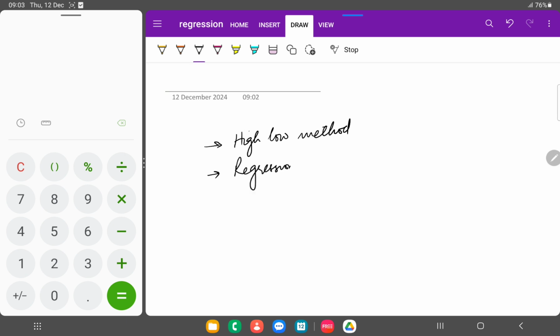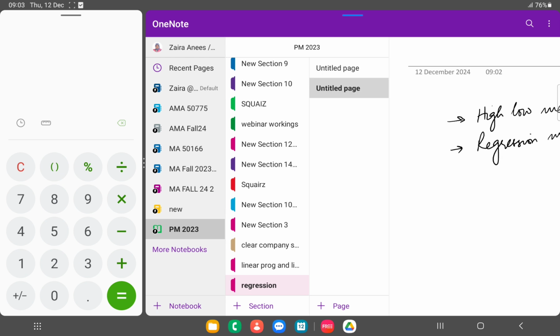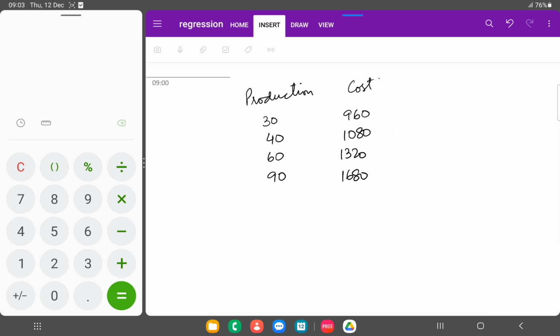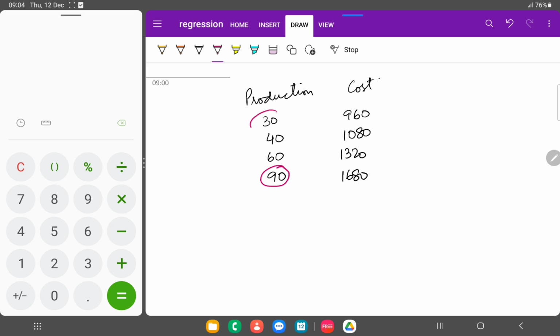Now regression analysis is something you have already used in the previous FMA paper, but we are going to do a quick recap of both of these methods and how we can use them. So let's see what we can do here. Let's suppose there is a question, and you want to identify what is the fixed element and what is the variable element of this cost. If you are using the High-Low method, the first thing we need to do is identify the highest activity level and the lowest activity level. The highest activity level in this case is 90, the lowest is 30.